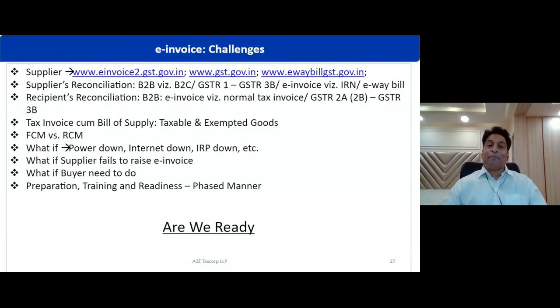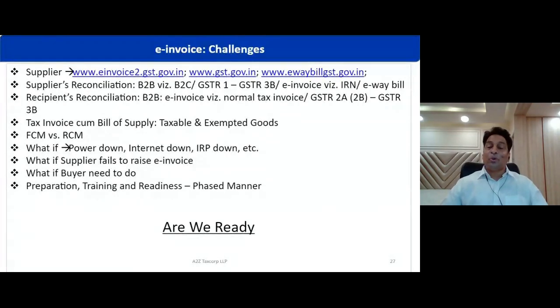Now the next question: if the supplier fails to raise an e-invoice, which he is supposed to, can he send a normal tax invoice? No way. If he is liable, then for all B2B supplies he has to compulsorily, mandatorily raise an e-invoice. Being a recipient, you should not accept. If you accept a normal tax invoice from a supplier who is otherwise liable for e-invoice, credit is not available to you. So make sure you are getting an e-invoice with a valid IRN number. Then only is it a valid tax invoice for getting credit.